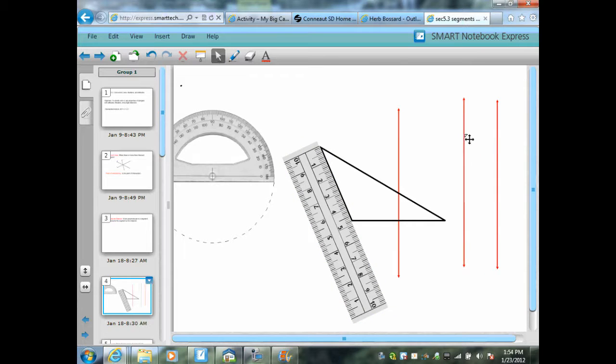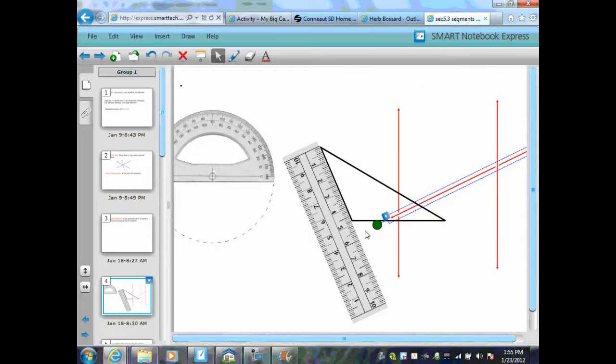So I'm going to double-click on the next segment to the right. I'm going to rotate that so it looks somewhat perpendicular to that side. And then move it to approximately 2.4, which would be the midpoint of that segment.